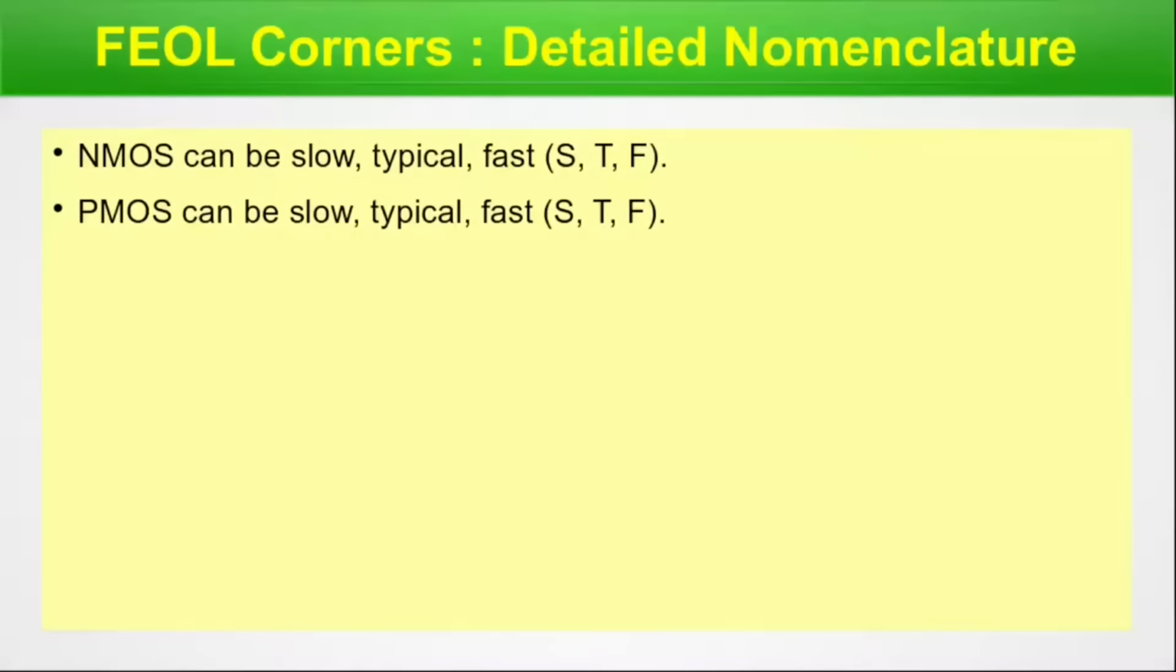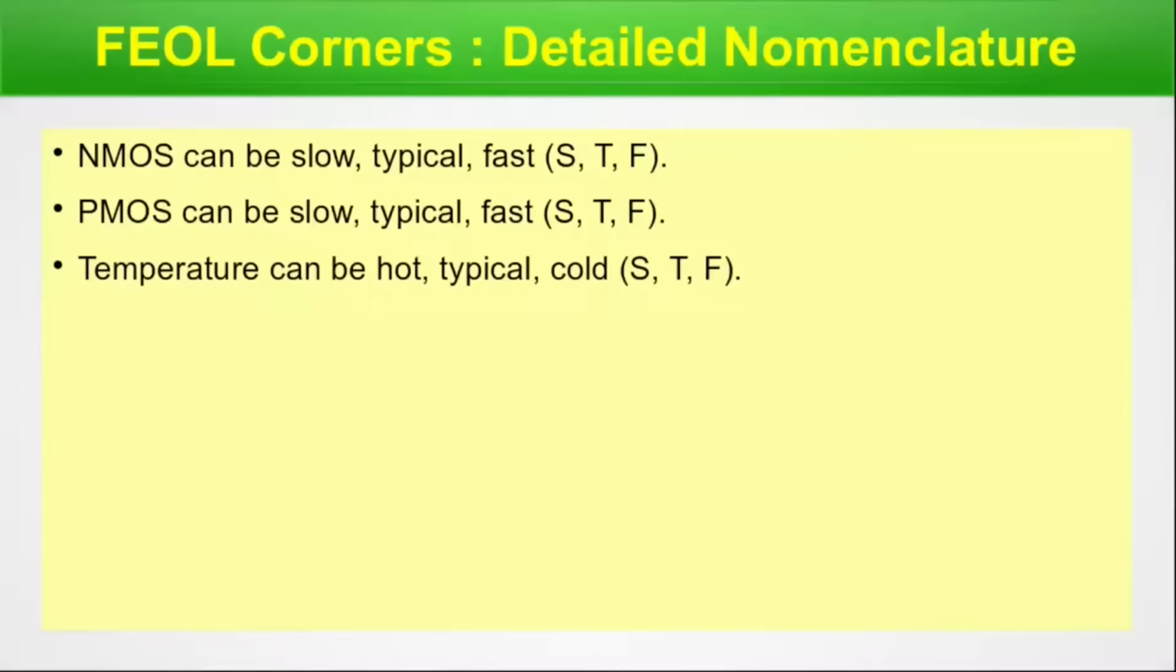FEOL corners, detailed nomenclature. In the last slide, we have shown you the most common nomenclature that is used. However, there can be more detailed nomenclature somewhere you may find in the VLSI industry. Let us get familiar in advance. NMOS can be slow, typical, fast, corresponding to S, T and F. PMOS can be slow, typical, fast, that is S, T, F. Temperature can be hot, typical and cold, corresponding to S, T and F respectively. VDD can be high, typical, low, corresponding to F, T and S respectively.